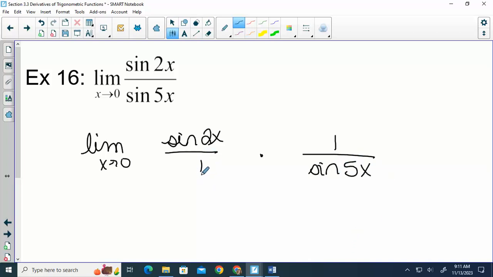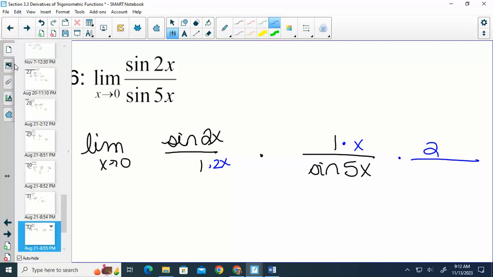What does this one need on the bottom? A 2. Now, if I put a 2 on the bottom, does this one need a 2 on top? No, so I'm just going to make another fraction out here and put the 2 there. Okay, what else does it need on the bottom? An x. Does this one need an x? It does. Okay.